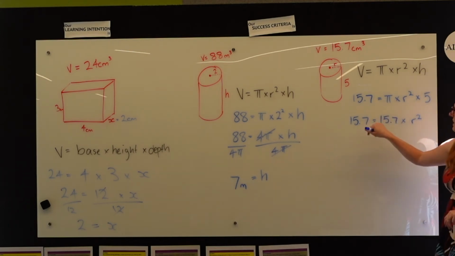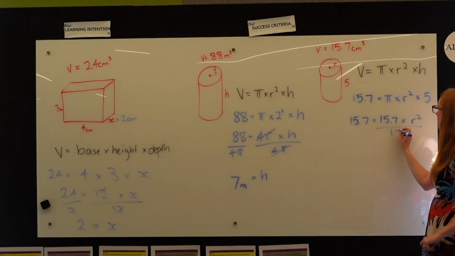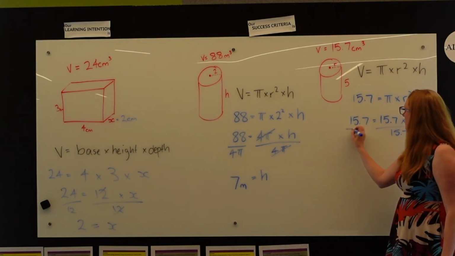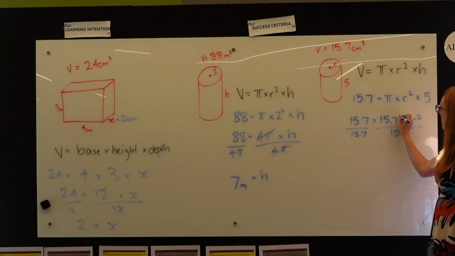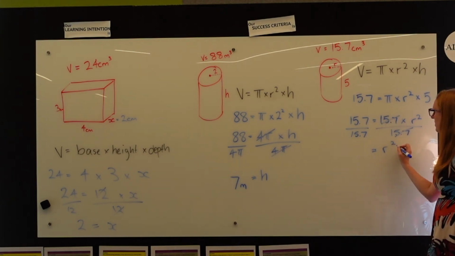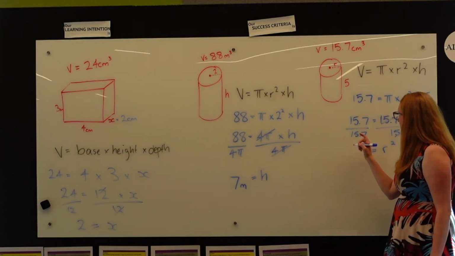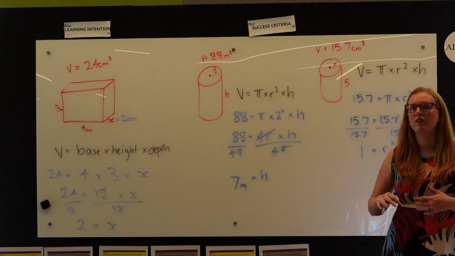So now I need to move this 15.7 to the other side. So I'm going to divide this side by 15.7, divide this side by 15.7. They've cancelled out. So I'm left with over this side is r squared. And there's 15.7 goes in there. Okay, but I can't stop yet. I still have another step here.